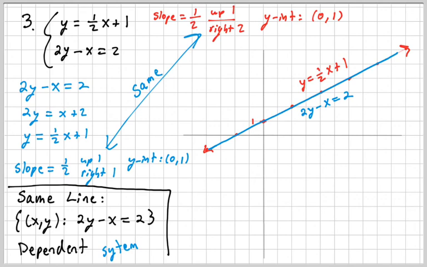They'll intersect at one place. You'll have one solution, independent system. You will have parallel lines that don't cross or intersect, so that's going to be no solution and an inconsistent system. And then finally, the 2 lines are actually the same. You have infinite solutions, and we call that a dependent system.